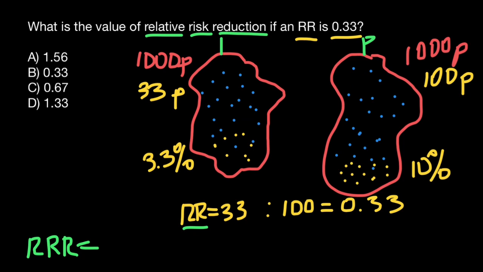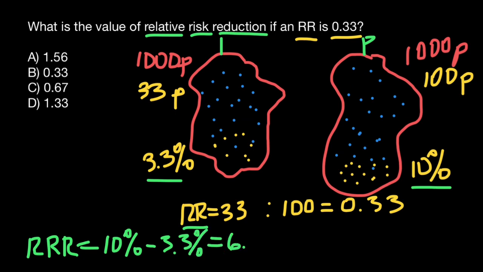At this point, students usually make a mistake, considering that if we had initially 10%, and finally we had 3.3% in our intervention group, we have to deduct this 3.3%, and we have 6.7% here. This is actually the wrong way to calculate relative risk reduction.